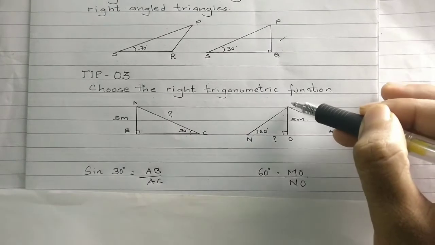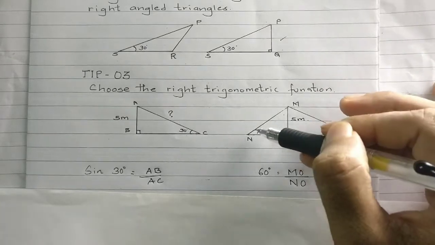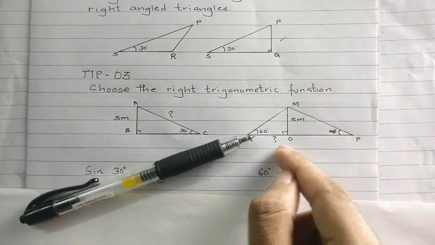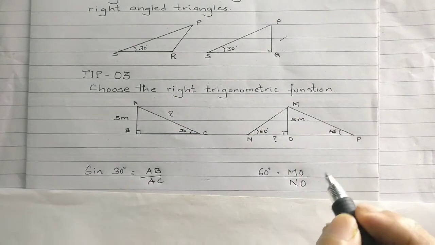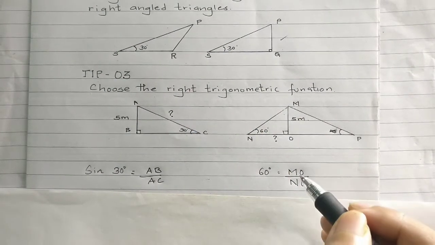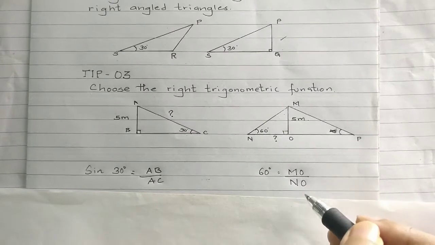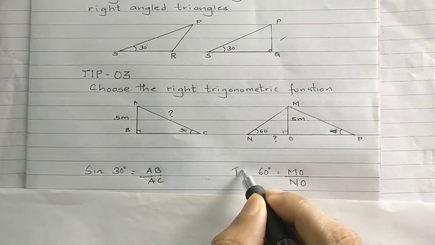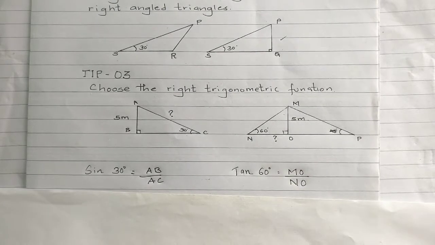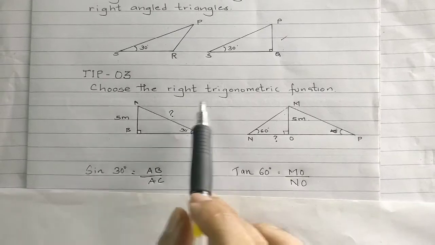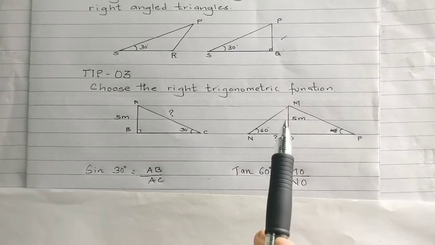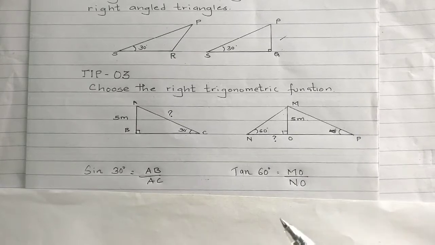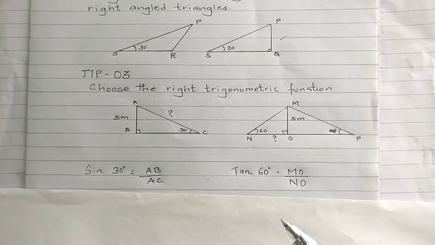Correct? So opposite, I'm looking from this point, right? So I'm looking from here. So this becomes opposite and this becomes adjacent. So which is that trigonometric function which is relating opposite and adjacent? And that is tan. That is how we choose the right trigonometric function based on what is given to us and the side that you have to find out.